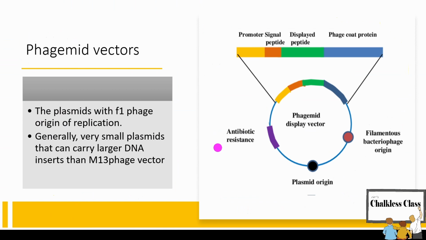Next, phagemid vector. These are small plasmids with F1 phage origin of replication, and it has an antibiotic resistance site. Say when filamentous bacteriophage origin is there, this vector is smaller than the plasmids. These can transport large sized DNA effectively.